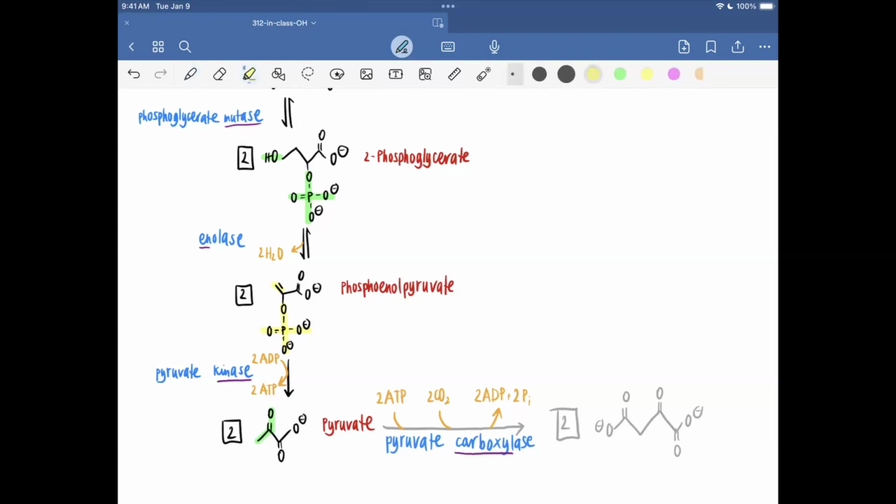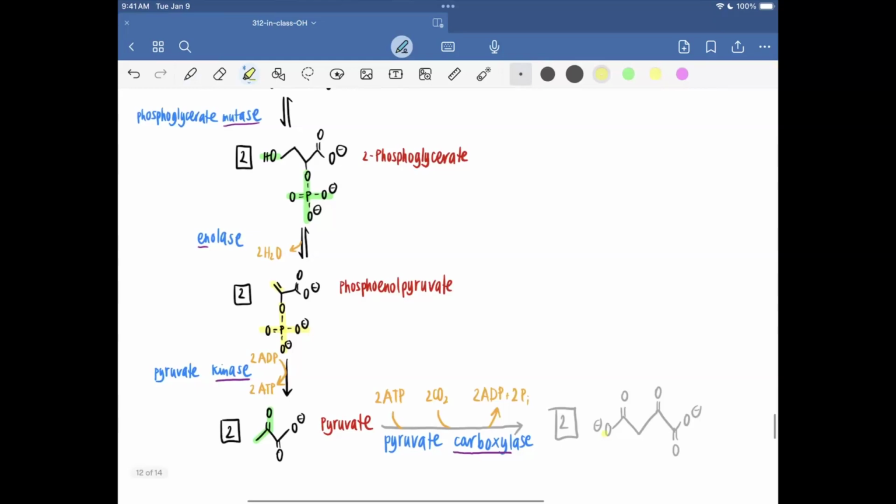So our overall transformation that we're seeing here is that we are adding this CO2 component to our original pyruvate starting material. And that results in us going from a 3-carbon species to a molecule that now has 4 carbons. And this molecule is called oxaloacetate.